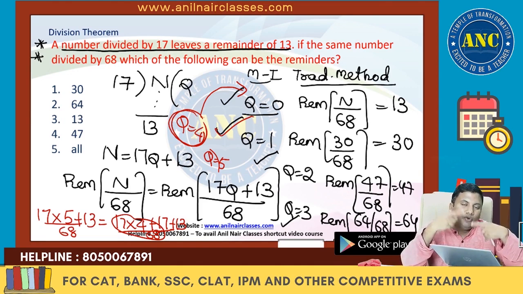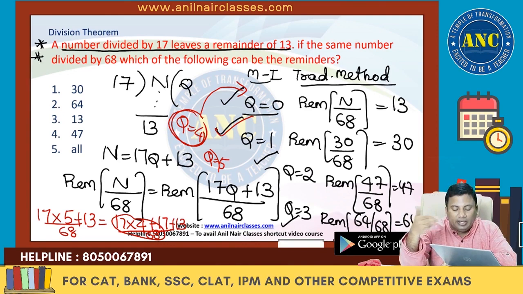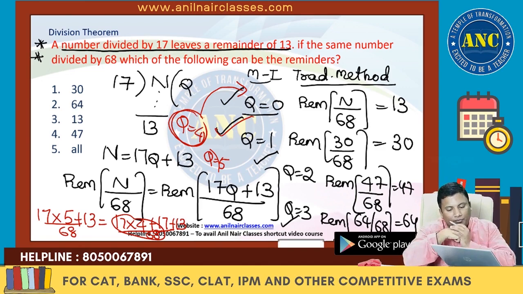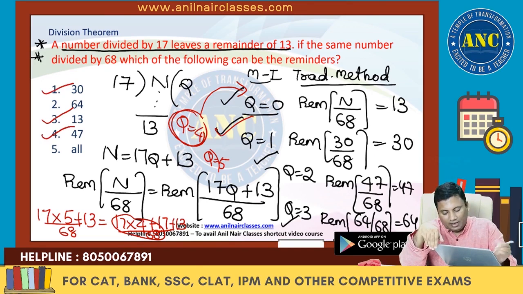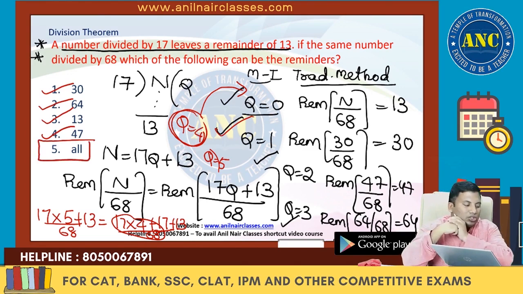If I put Q value 6, that is 17 into 6 plus 13. 17 into 4 taken out, remaining is 17 into 2, so I am getting the Q value 2 answer. So how many of them can be the remainders? 13 can be the remainder, 30 can be the remainder, 47 can be the remainder, 64 can be the remainder. The answer for this question is all.